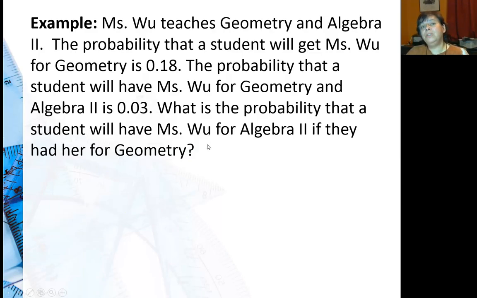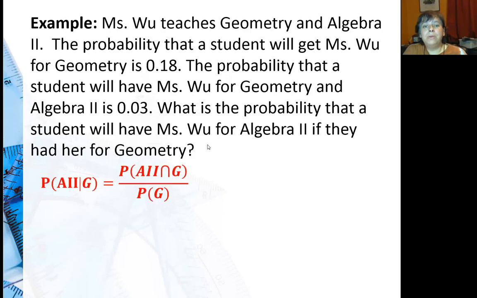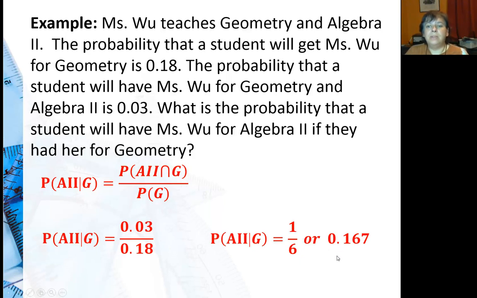Here's another example where I'm really just going to use the formula. Miss Wu teaches Geometry and Algebra II, so the probability the student will get Miss Wu for geometry is 0.18. The probability that they'll have her for geometry and Algebra II is just 0.03 or 3%. What is the probability that a student will have Miss Wu for Algebra II if they had had her for geometry? So I'm going to use the formula. The probability of Algebra II given geometry is the probability of Algebra II and geometry divided by the probability of geometry. So the intersection is this 0.03 and geometry is 0.18. And I can actually simplify that to 1/6, or the decimal equivalent is 0.167. So the probability that a student will have Miss Wu for Algebra II if they had her for geometry is 1 in 6. Or 0.167 if I'm approximating.